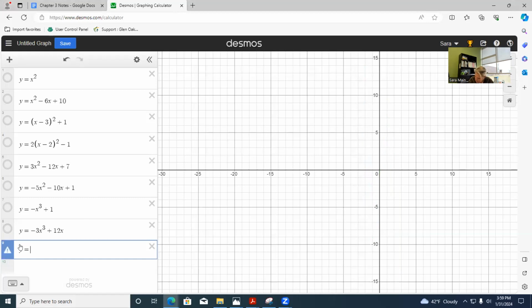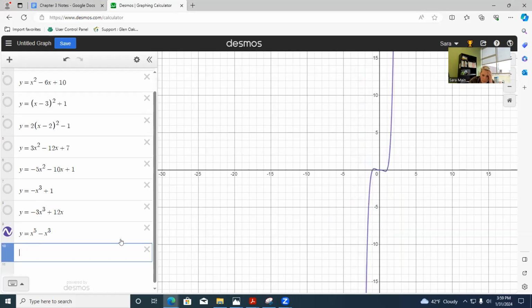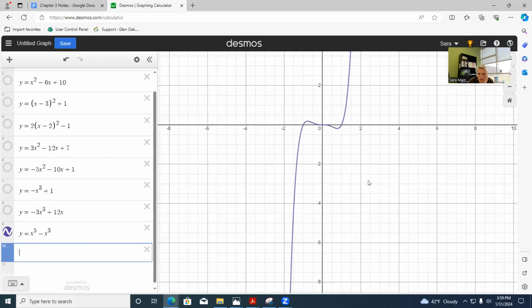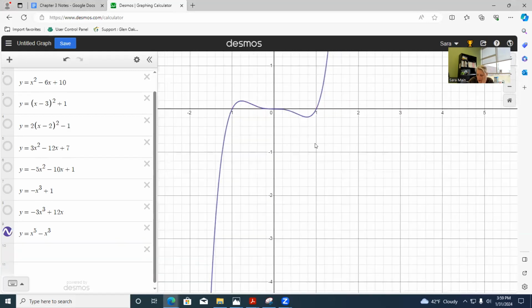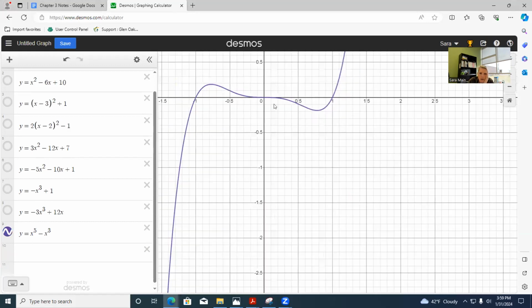Y equals x to the fifth minus x to the third. I'm going to zoom in a little bit here, because there are some things happening here. It looks like there might be some other crosses, but there aren't. Because if you factor out x cubed, you've got only 3 zeros at 0, then you've got one at negative 1, and then you've got one at positive 1.